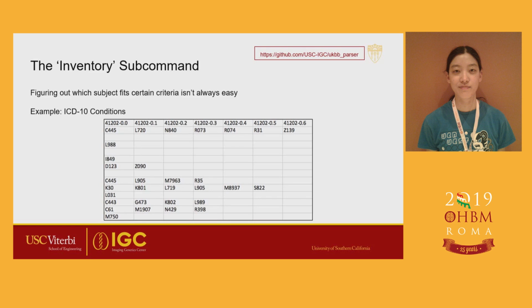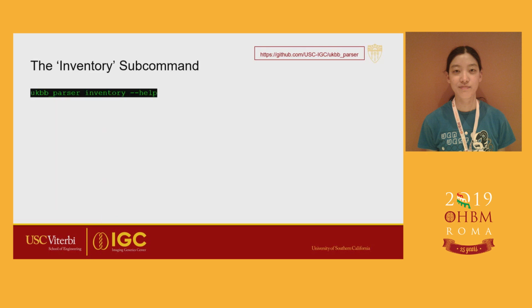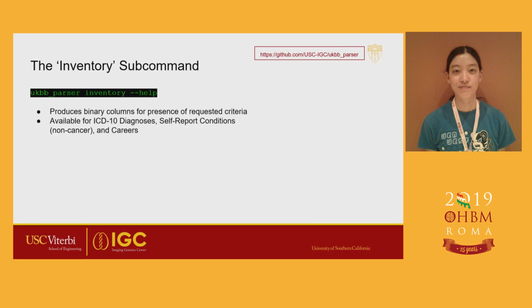But figuring out which subjects fit certain criteria isn't always easy. If I look at ICD-10 conditions, you'll see that they're arranged by person alphanumerically, and every person is going to have different sets of conditions and a different number of those sets. So if I'm looking for a specific one, it could show up in any number of columns, right? So if we run the inventory subcommand, it will do that search for us. It will produce a binary column for the requested criteria. Right now, it's available for ICD-10 diagnoses, self-report conditions, and careers. And we're going to be adding some additional ones later, like maybe treatment or something like that.